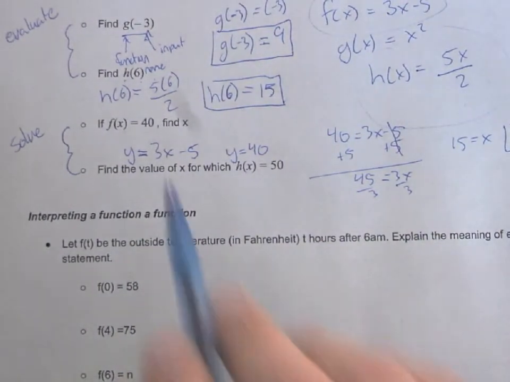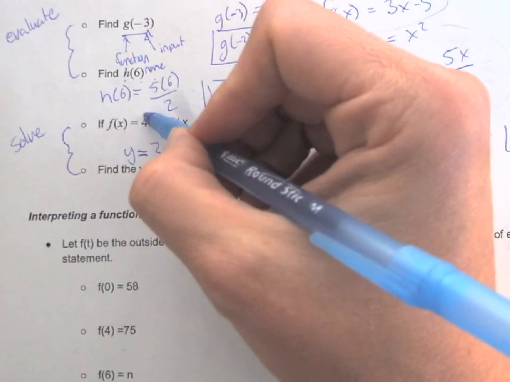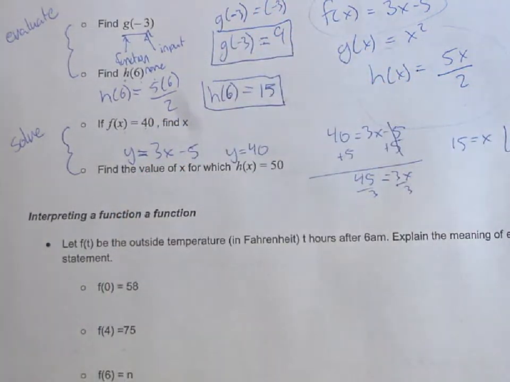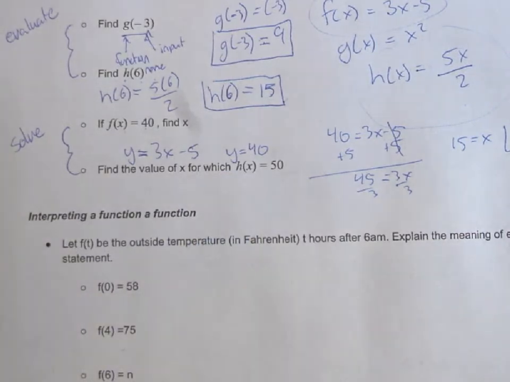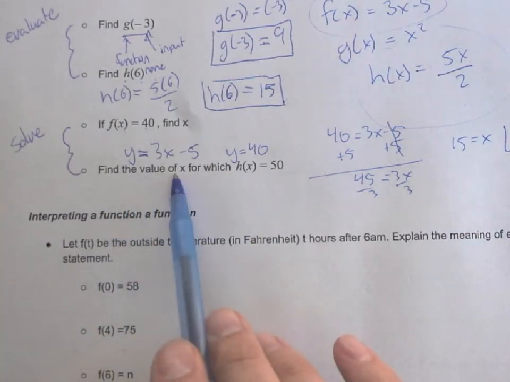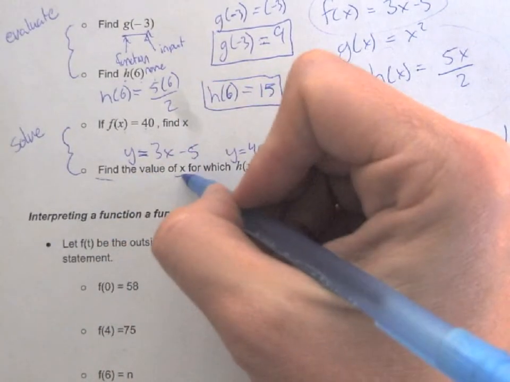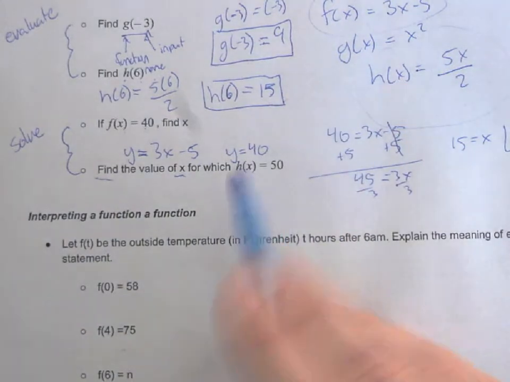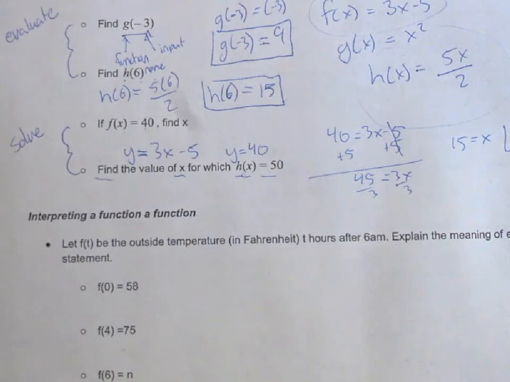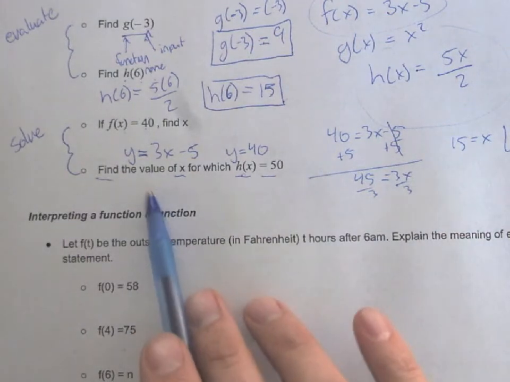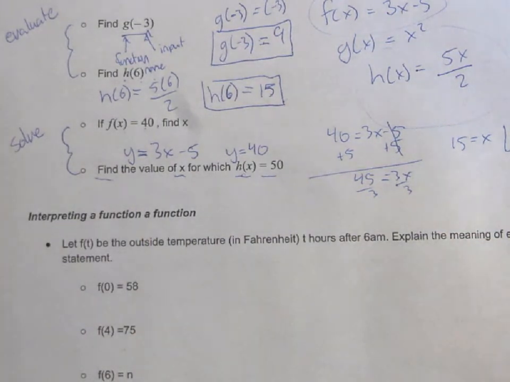So again, we're given output, we're supposed to find input. In this one here, it's the same idea. The words are just different. Find the value of x. So again, find x when h of x equals 50. Find the value of x for which h of x equals 50. So again, we're given output. We've got to find input.